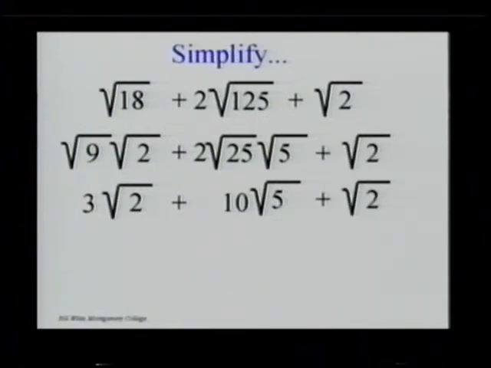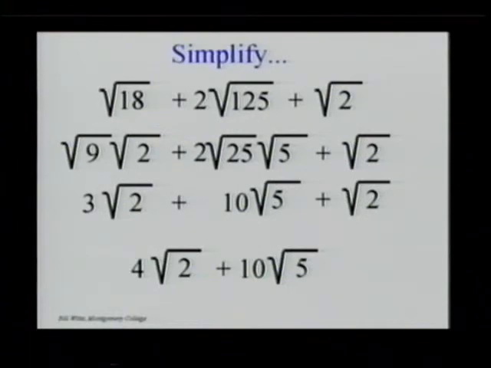So we just bring it down, and now, and only now, we can add like terms. I got 3 of them, and I got 1 radical 2. I got 3 radical 2. That makes 4 radical 2. And the radical 5 term, nobody's alike with him, so he just comes down. That was tough, huh? Nah.